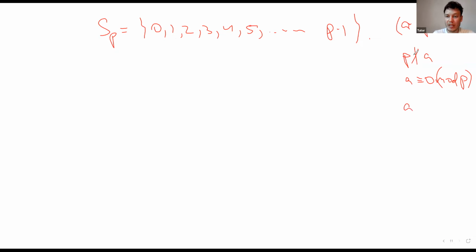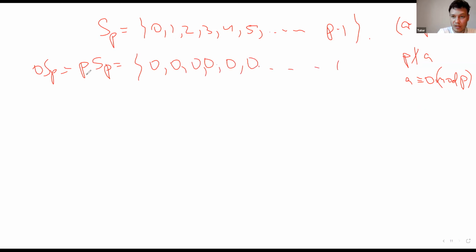A bad A would be if I make A equal to P, right? If I pick A equal to P and look at this set, P times S, then what would I get? P multiplying by P is the same as looking at the set 0 times S_P, because you multiply by 0 and P are congruent mod P. So if I multiply by 0, I'm going to get 0, 0, 0, 0. This is just going to be the 0 set. This is a boring set. This doesn't give you anything nice.